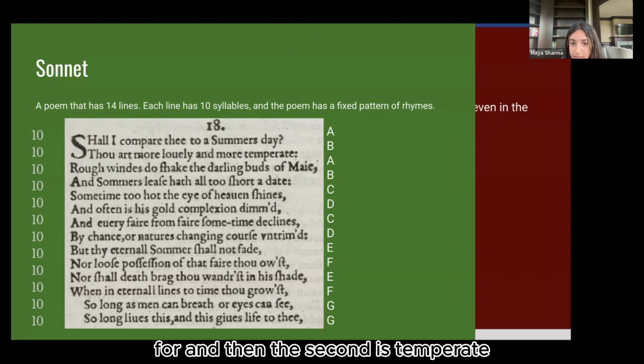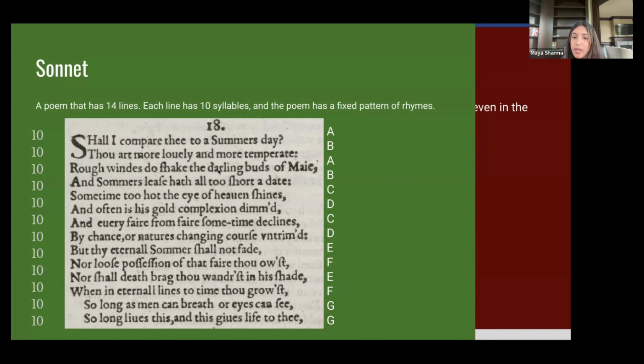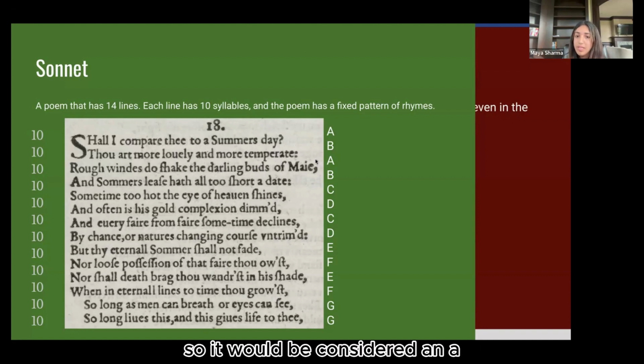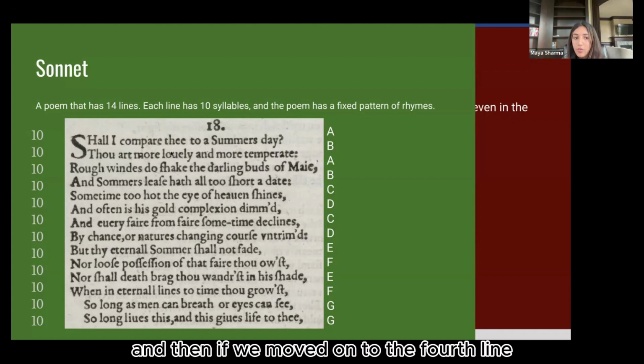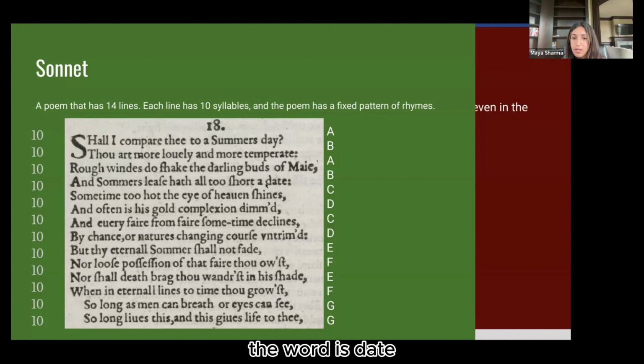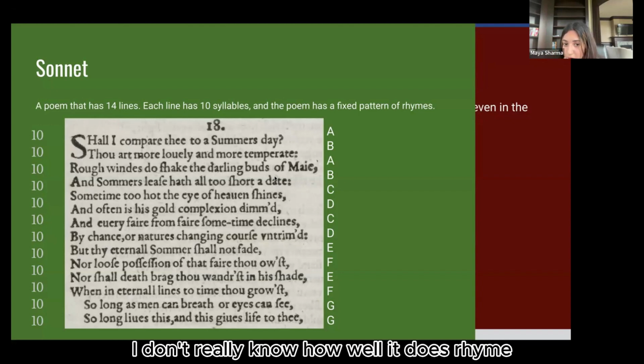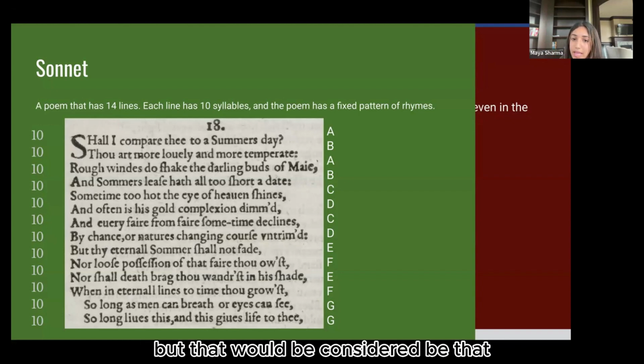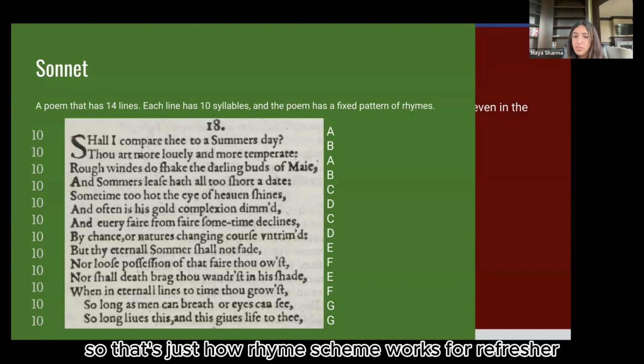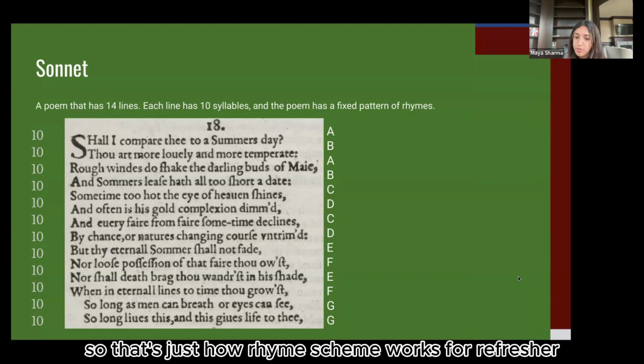And then the second is temperate. So that would be considered B because it doesn't rhyme with day. Then the third line says May. So that does rhyme with day, so it would be considered an A. And then if we move on to the fourth line, the word is date. Temperate is considered a rhyme in the poem. I don't really know how well it does rhyme, but that would be considered B then. So that's just how rhyme scheme works for a refresher.